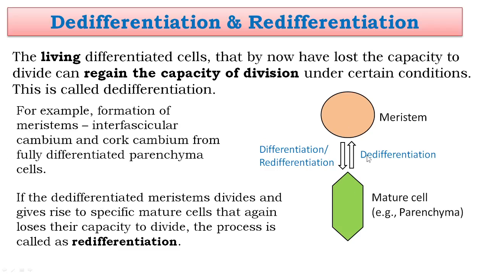Now the meristem that has formed again differentiates into permanent cells, and that is redifferentiation. So there is differentiation, dedifferentiation and redifferentiation. If the dedifferentiated meristems divide and give rise to a specific mature cell that again loses its capacity to divide, the process is called redifferentiation. So you can look at this particular diagram and understand easily. Okay, so these terms are very intuitive in understanding.